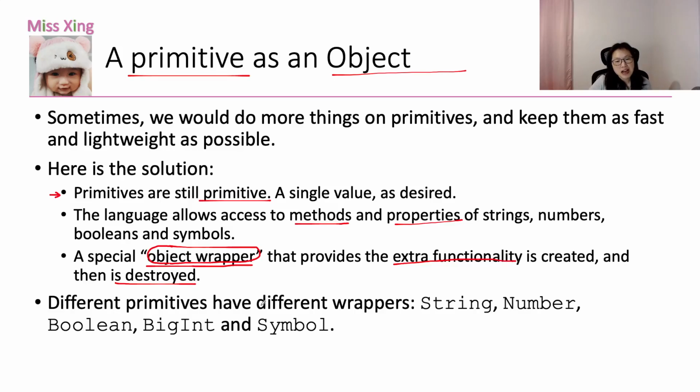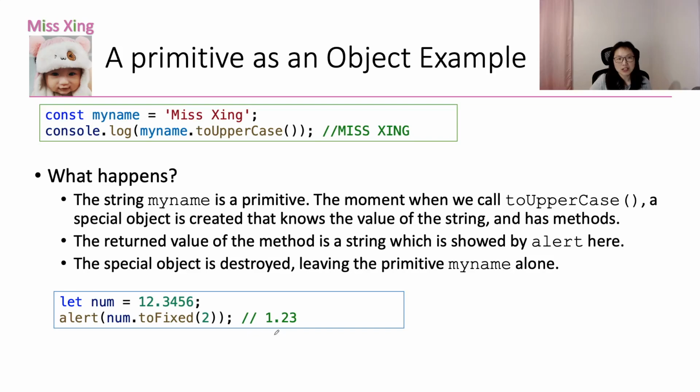Different primitives have different wrappers. This is the same as Java: a string has a String wrapper, and there are wrappers for number, boolean, BigInt, and symbol. But it's going to be different from the Java wrapper classes, as we will see. Okay, let's take a look at some examples.